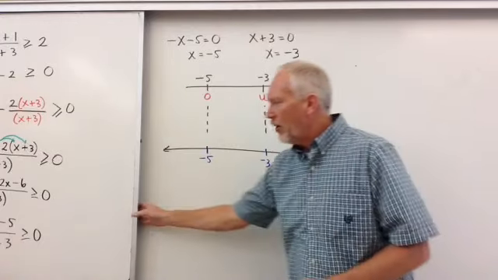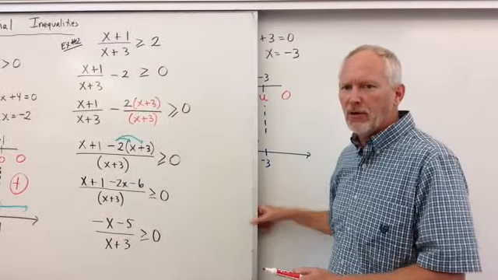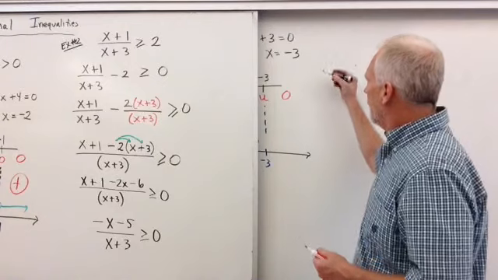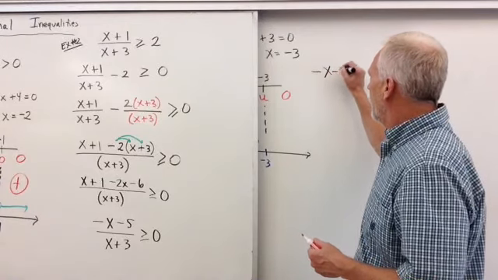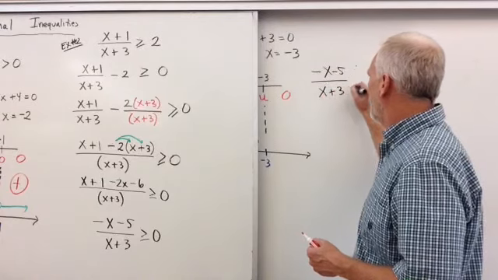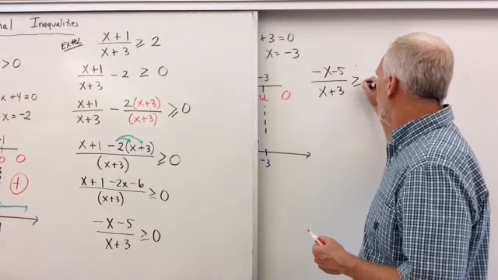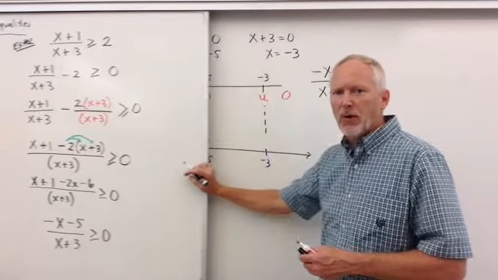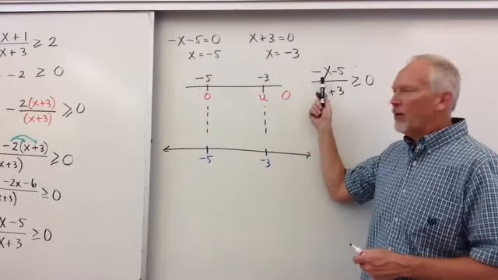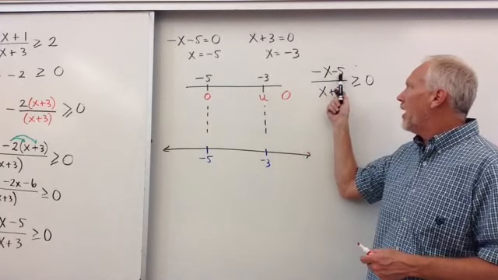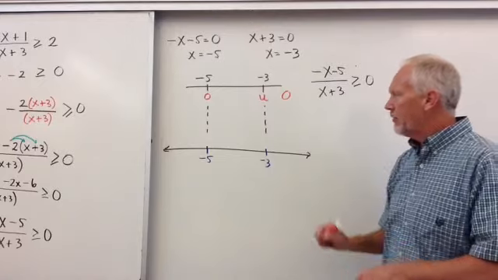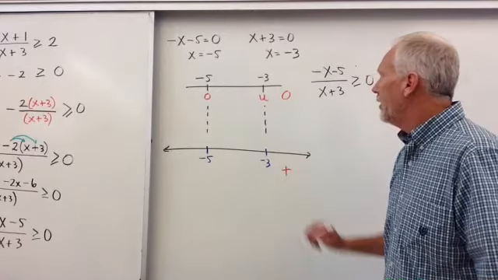Well, if I go back to our function, negative x minus 5, I guess I should write that down. Negative x minus 5 all over x plus 3. We want to know where is that greater or equal to 0. Okay, so here we go. If I plug 0 into this function, we get 0 minus 5. That's a negative number. 0 plus 3, that's a positive number. So I get a negative here.